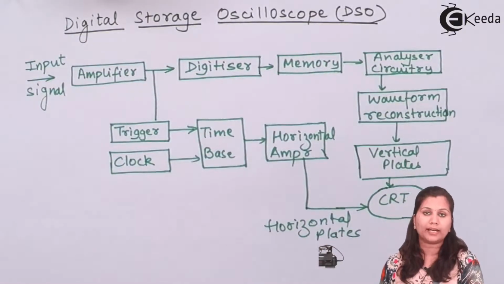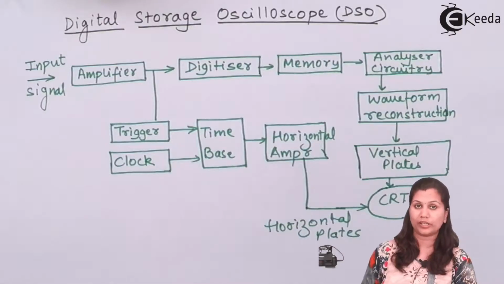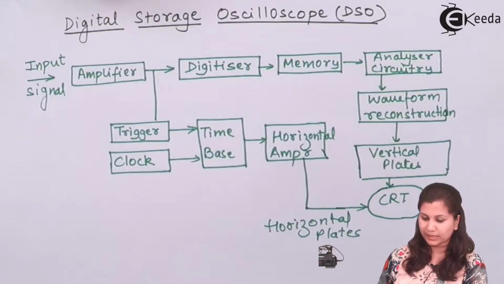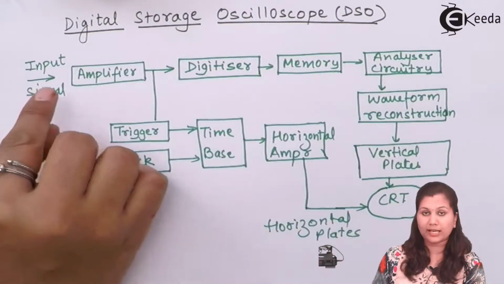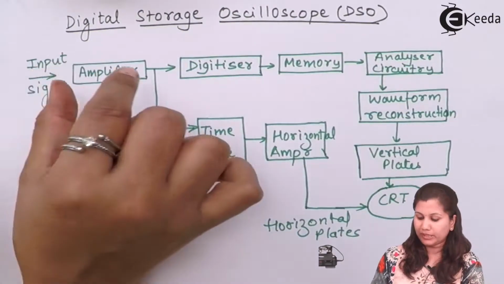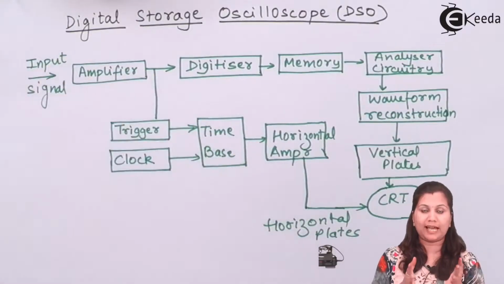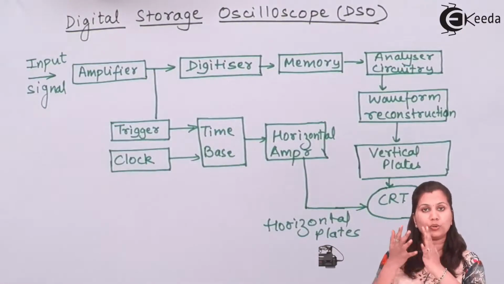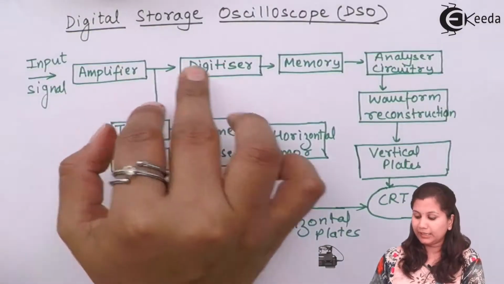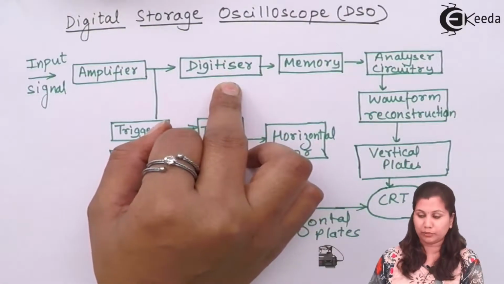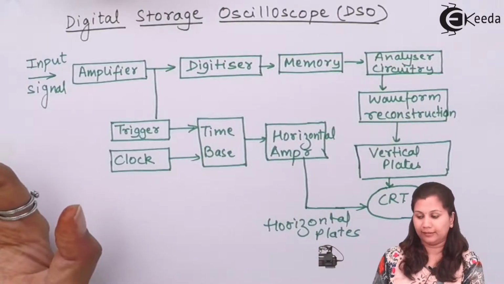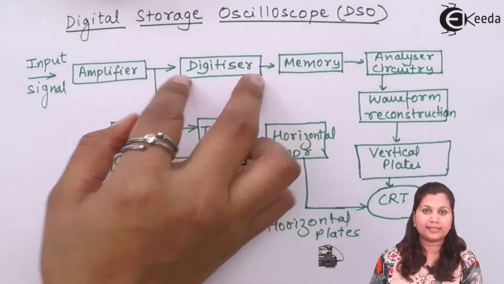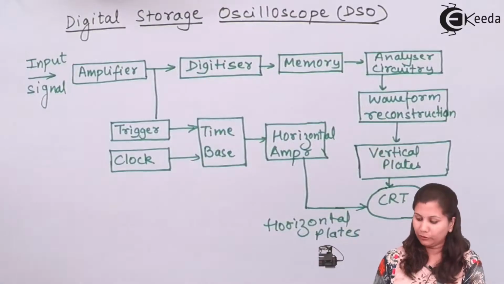So this is the block diagram of a basic digital storage oscilloscope. In this you can see that the digital oscilloscope is going to first digitize the input signal. The input signal is first amplified. If it is a weak signal, it is going to be amplified. Then it is going to digitize that input signal, means analog signal will be converted into a digital signal. We are using a digitizer, like an A to D converter.